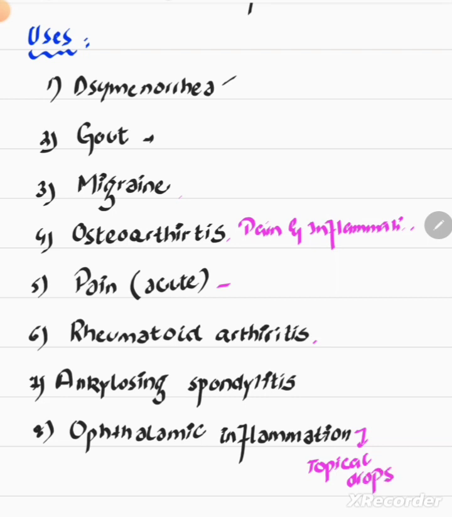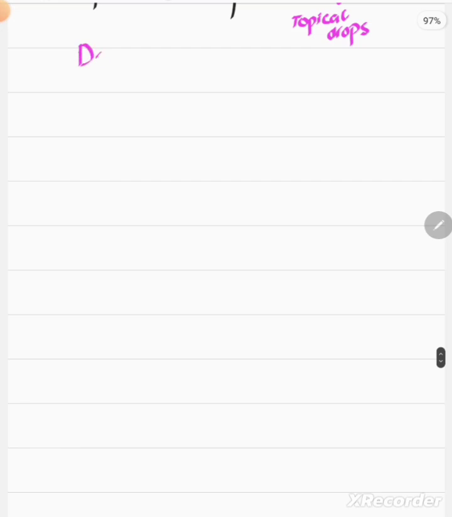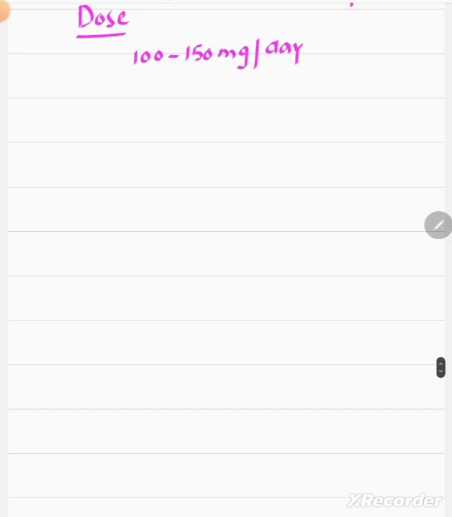The dose of diclofenac is 100 to 150 milligram per day. This is the total dose in the day, and it has to be divided into 2 to 4 doses. You cannot give it in a single dose, you divide it into 2 to 4 doses, and the maximum that you can take in a day is around 150 milligram.